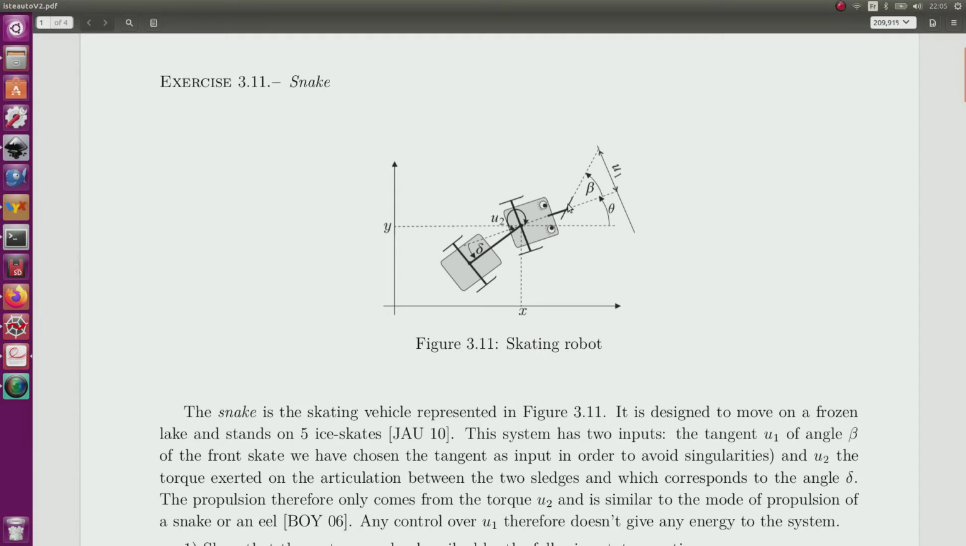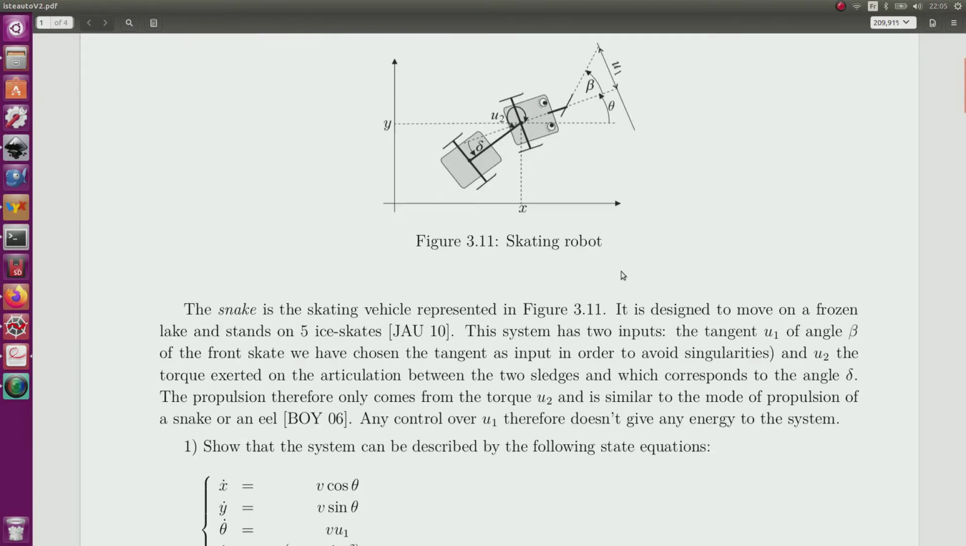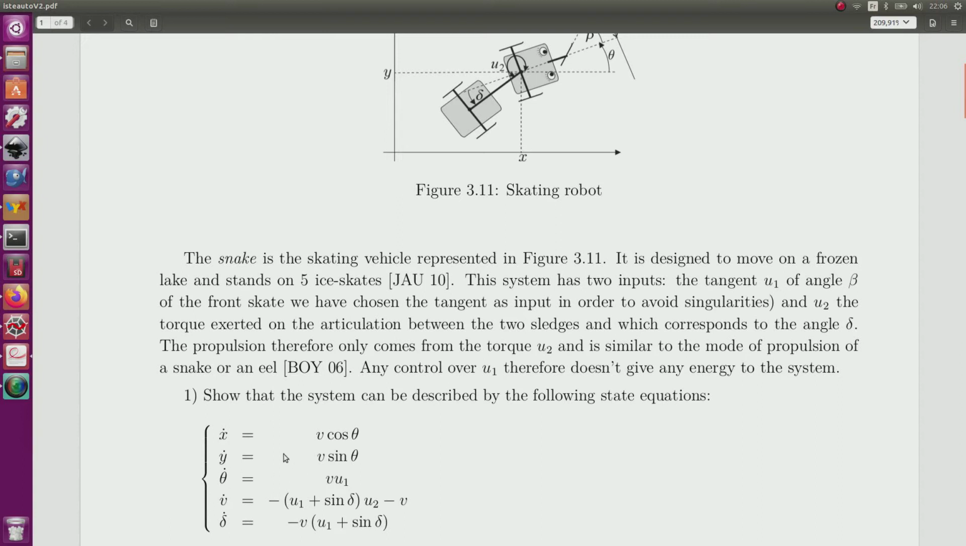So here it's ice skates, and we have on this system, which can move on the surface of a frozen lake, 1, 2, 3, 4, 5 ice skates, but it can be wheels also. The first input can change the angle of the front wheel, and the second input is U2, which is a torque which can change the angle delta between the front and the second sledge. So from this, we have to show that some possible state equations for this system are given here.